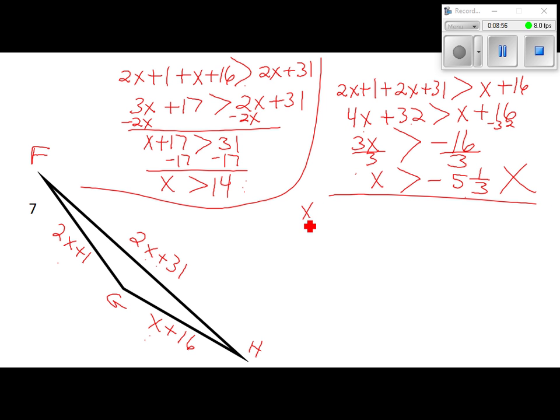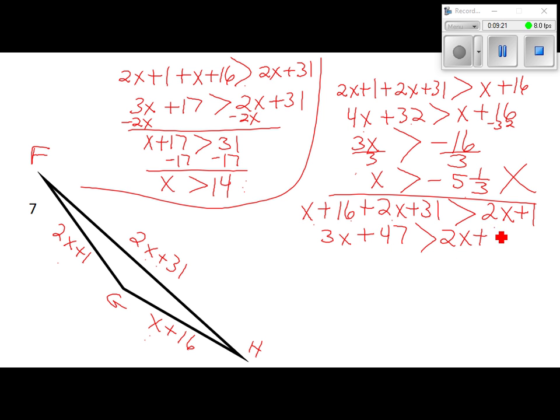We do x plus 16 plus 2x plus 31. And that should be greater than the third side, which is 2x plus 1. Collect like terms, x and 2x give you 3x, 16 and 31 give you a 47, should be greater than 2x plus 1. Subtract 2x on both sides, you end up with x plus 47 is greater than 1. Subtract 47 on both sides, you end up with x is greater than negative 46.